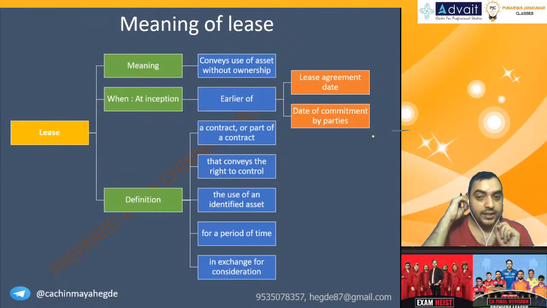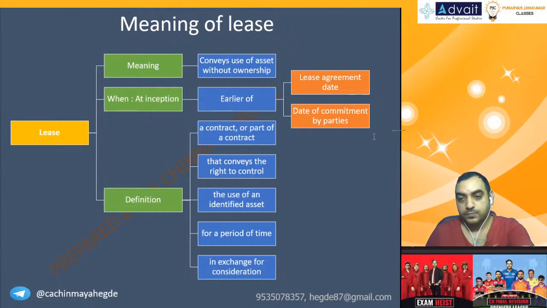Now let's come to this standard, lease. In Ind AS 116, what does it tell? You will provide lease means it conveys use of asset, but ownership is not transferred.